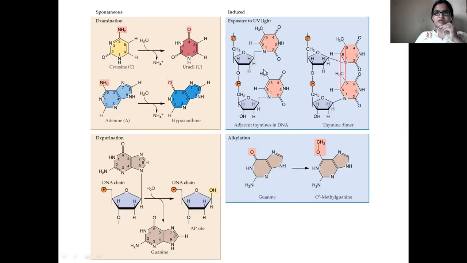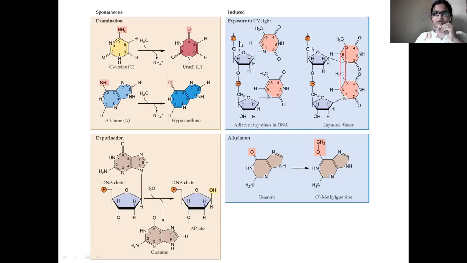Here TT dimers are formed. These are the adjacent thymine dimers, and this is the natural bonding which can be seen between two thymines. And if you compare this diagram with this diagram, you can see the extra bonding here. These pink lines are extra in this structure. These pink lines correspond to the covalent bond formed between two adjacent thymines.